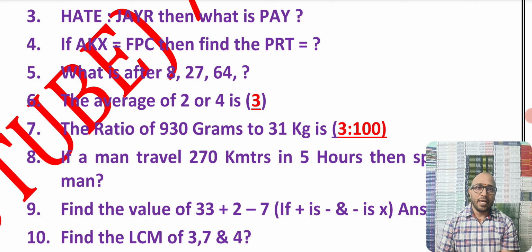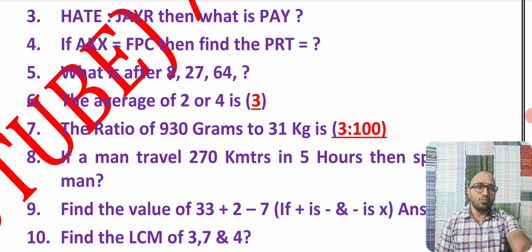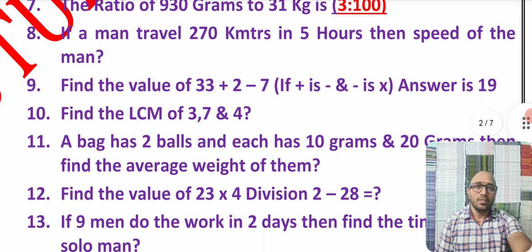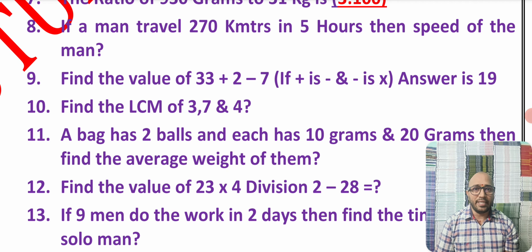You can do it. Average of 2 and 4 is 3, that is 6 by 2 is 3. The ratio of 930 grams to 31 kg, you can directly make it out. A man traveled 270 kilometers in 5 hours. Speed is equal to distance upon time, it is easy to find out. The value, it's not BODMAS, it is related to inversion of the signs. So the answer will become 19.